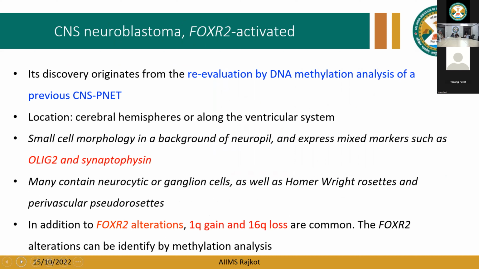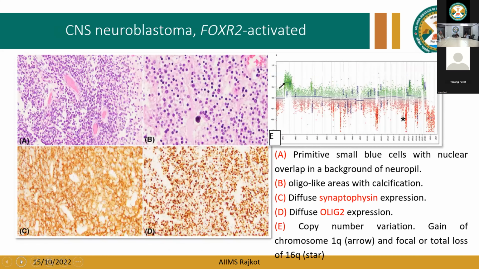Now we go to the CNS neuroblastoma, FOXR2 activated. Obviously, this is based on the DNA methylation analysis, which was done on previous CNS PNET type of tumors. This is having a small cell morphology and a background of neuropil, and mixed markers like OLIG2 and synaptophysin will be positive. In addition to FOXR2 alteration, 1q gain and 16q loss is also seen in these tumors.